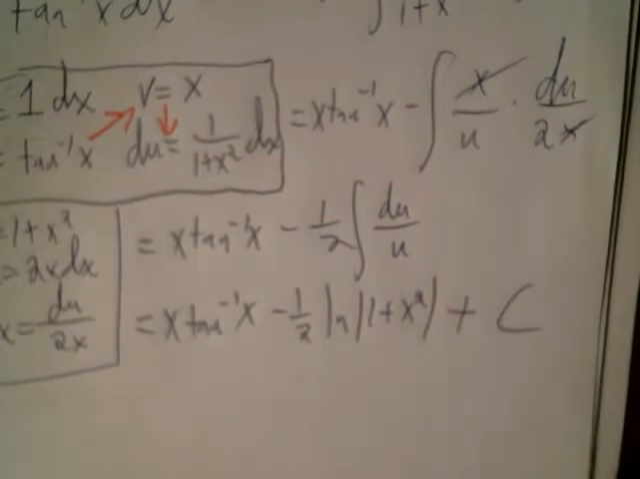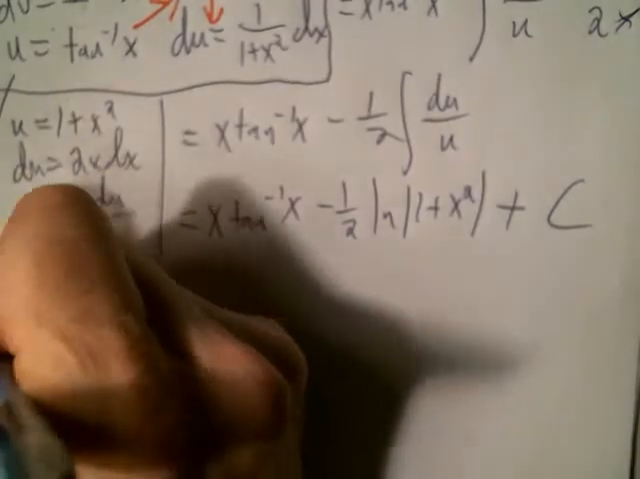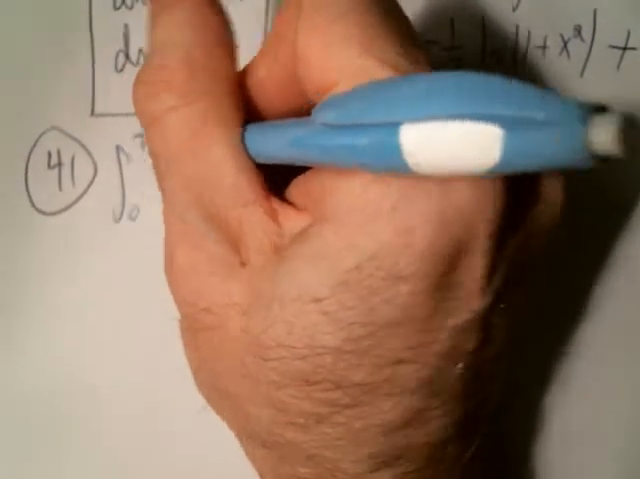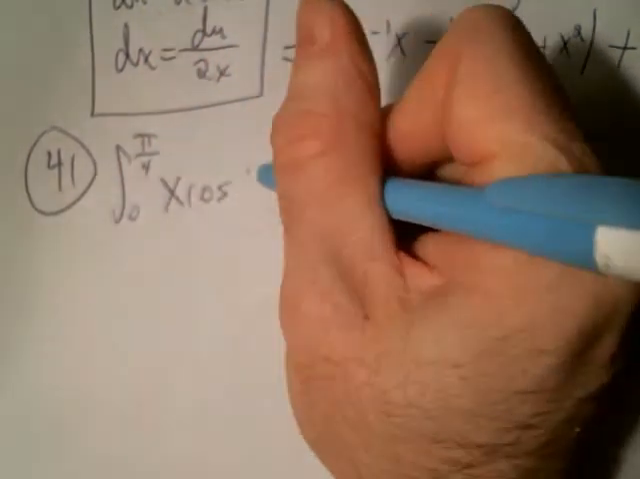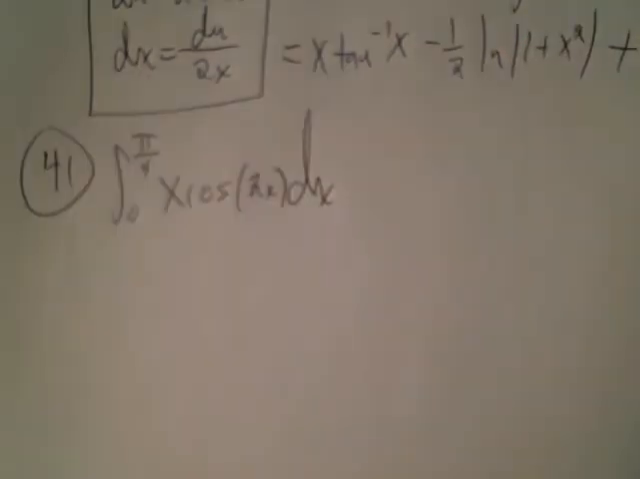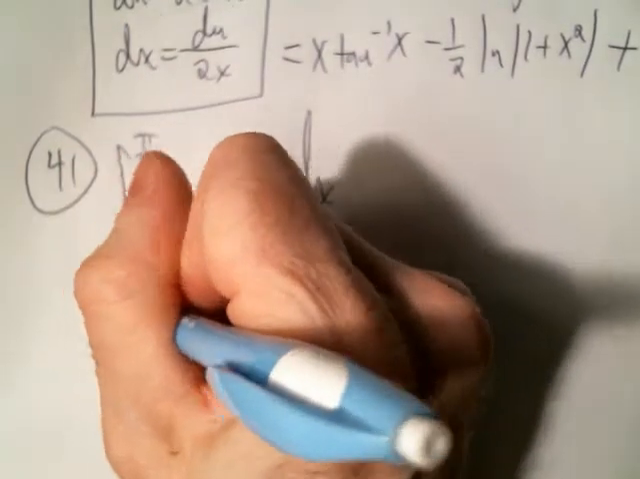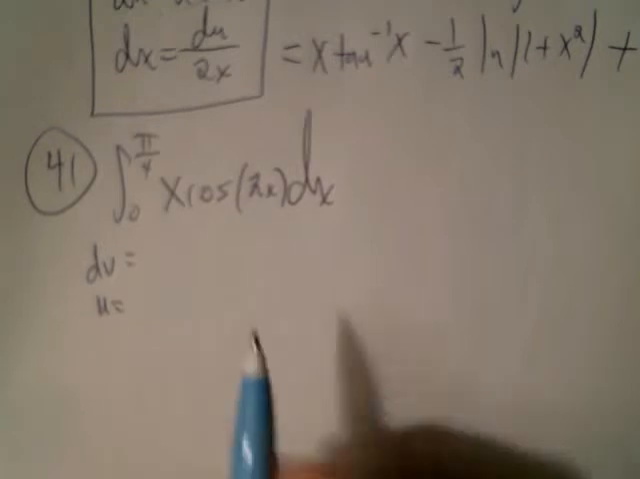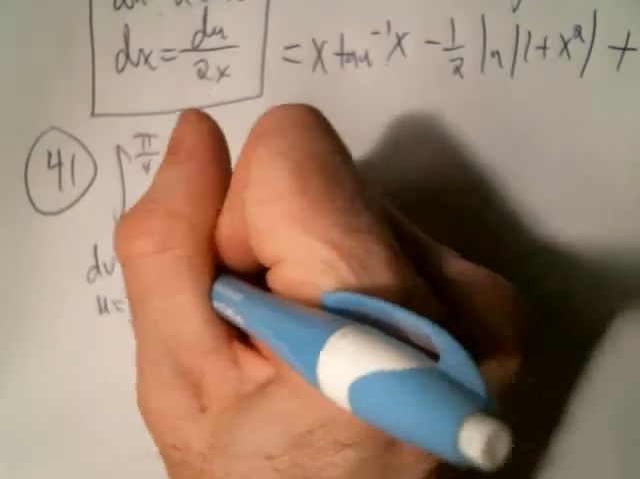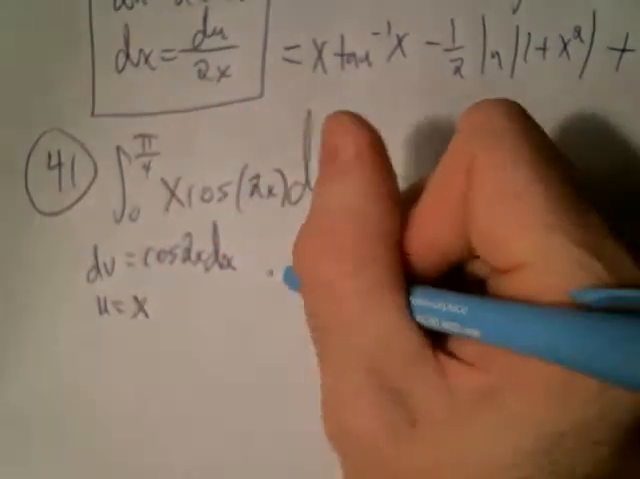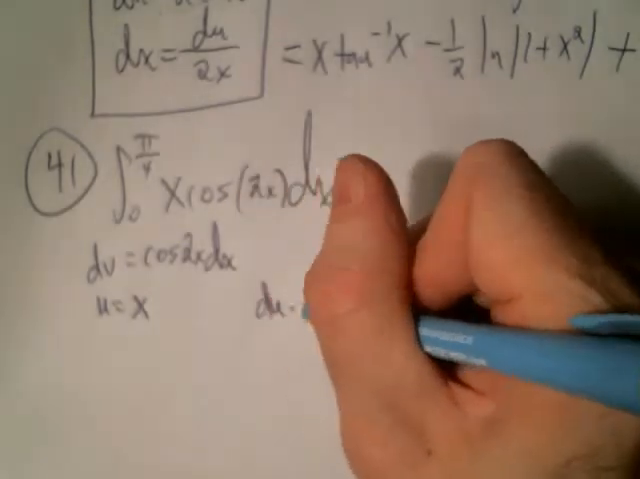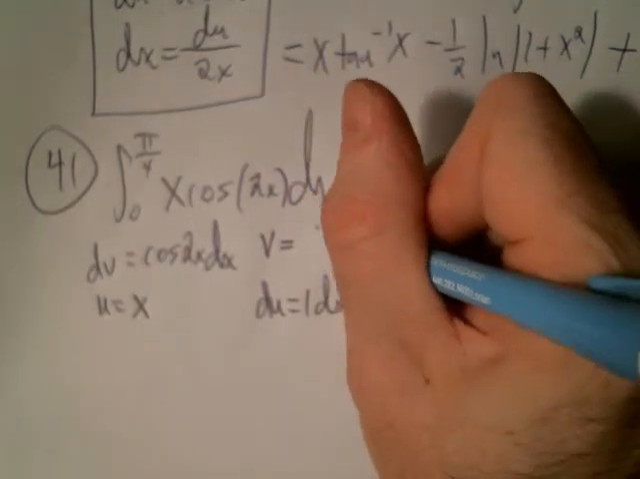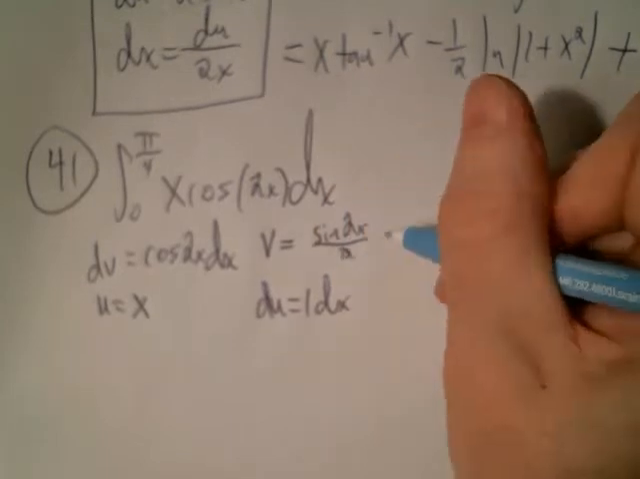Okay, there it is. Let's look at one where we actually do an evaluation, so a definite integral. This is 41 in the book. I'm going from 0 to pi over 4 of x cosine of 2x dx. So LIATE says algebraic before trig. Right, so algebraic is u, dv is cosine of 2x dx. So taking the derivative of u, that's 1 dx. Taking the integral of cosine of 2x dx, that's going to be sine of 2x all over 2.